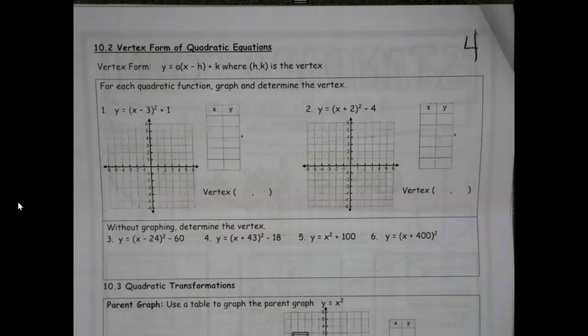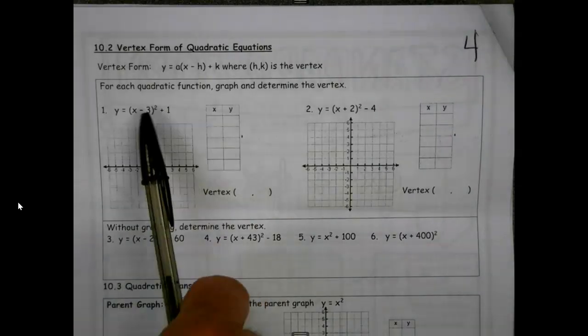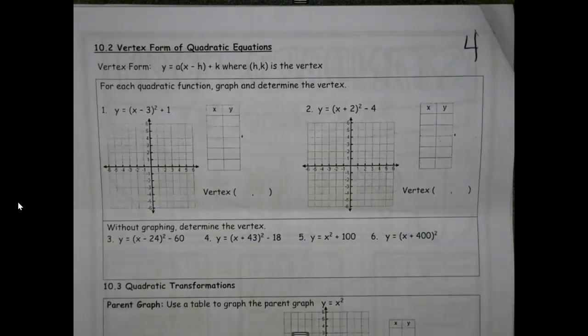So vertex form, we still can have all of our shifts and movements that we had before. But here's the thing. Now, these two values, the value in the parentheses and the value out here at the end, can give us the vertex. Here's the one thing that we have to watch for, though, that I would suggest making a note of.